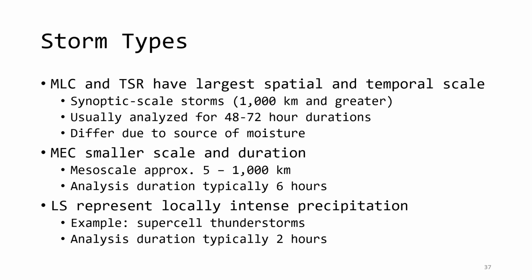Finally, local storms represent locally intense precipitation such as supercell thunderstorms. They're usually very short-lived and typically do not contribute to the record of the most extreme events. They are analyzed using a 2-hour duration.